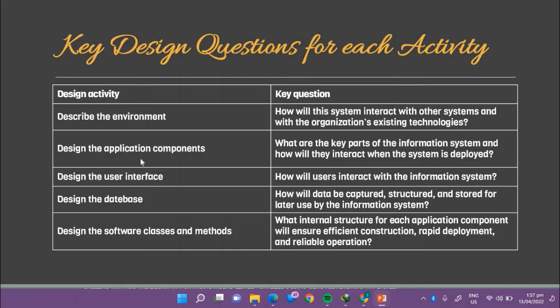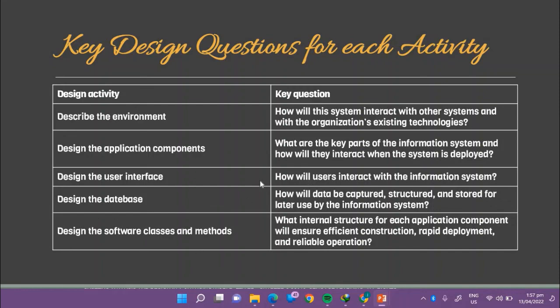In designing the application components, you may ask, what are the key parts of the information system and how will they interact when the system is deployed? When designing the user interface, you may ask, how will users interact with the information system?